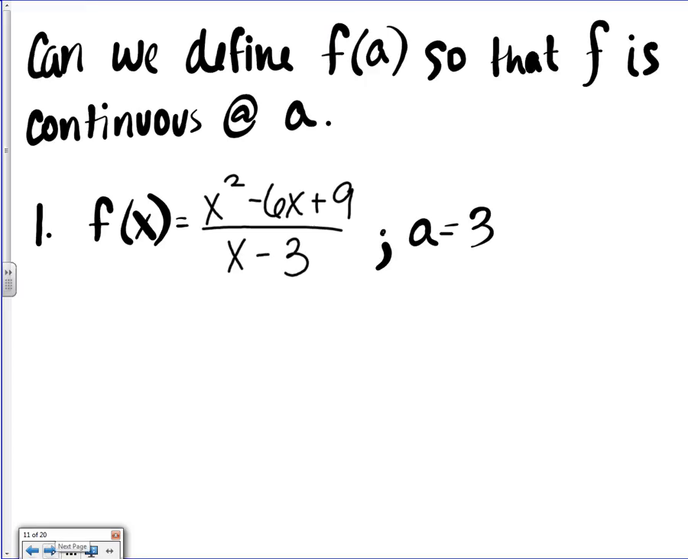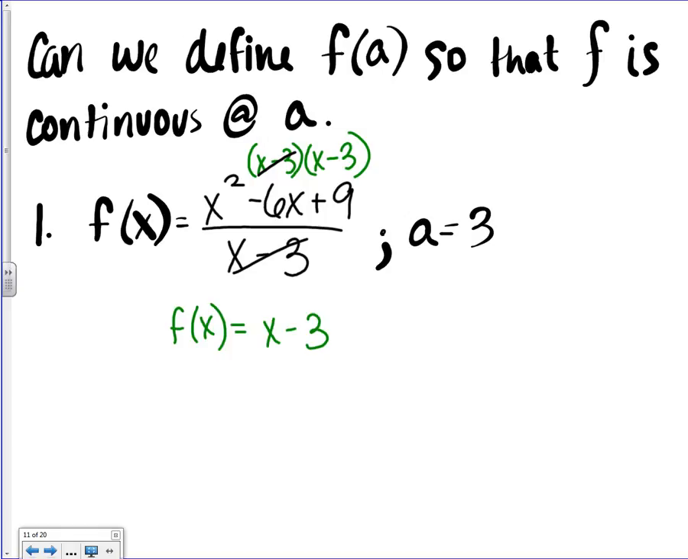Okay, something a little bit different now. I give you a function and I give you a specific value. And the question is, can you define it so that it becomes continuous? So we're going to go ahead and take a look at these functions, and of course we're going to factor because that's what we're doing with all these to see what's happening here. And you'll see that these cancel. So now I'm left with f of x is equal to x minus 3.